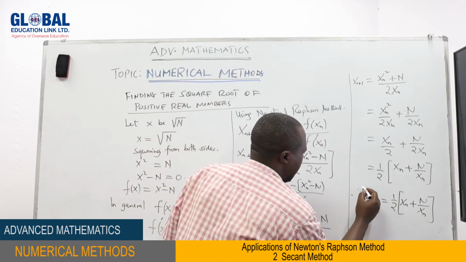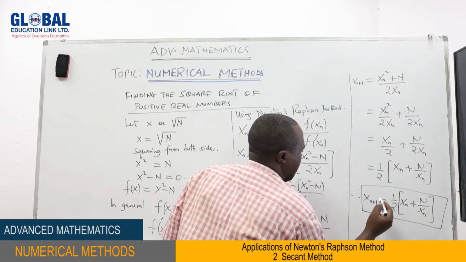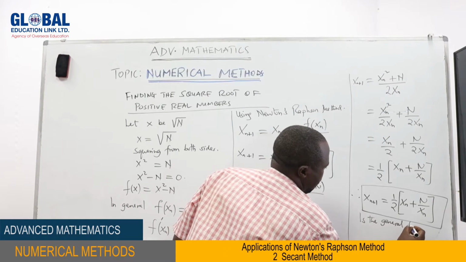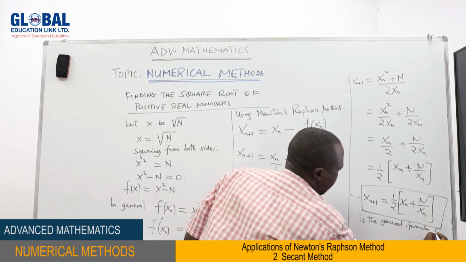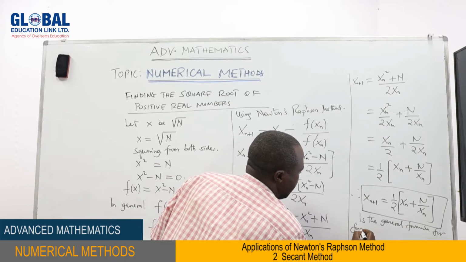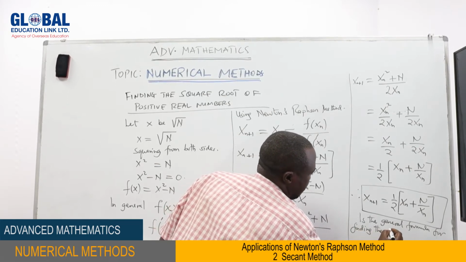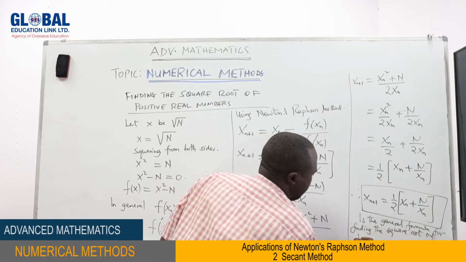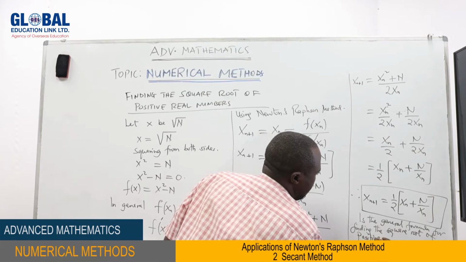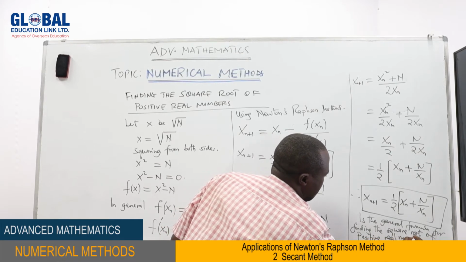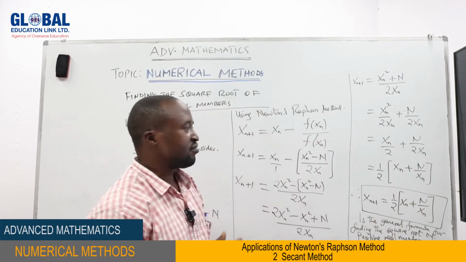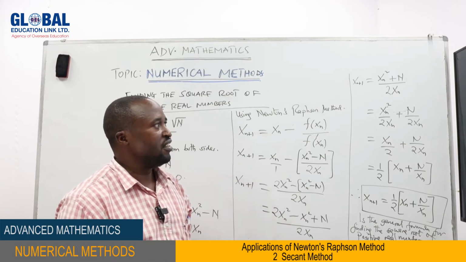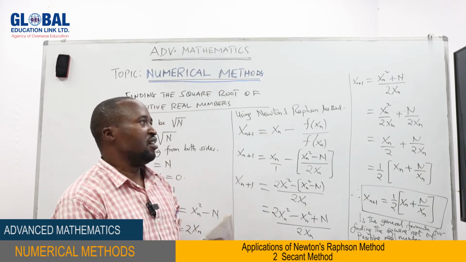So you can say this one is the general formula for finding the square root of positive real numbers. Okay. Now, my dear student, let us see how we can apply our general formula by the review question 1.